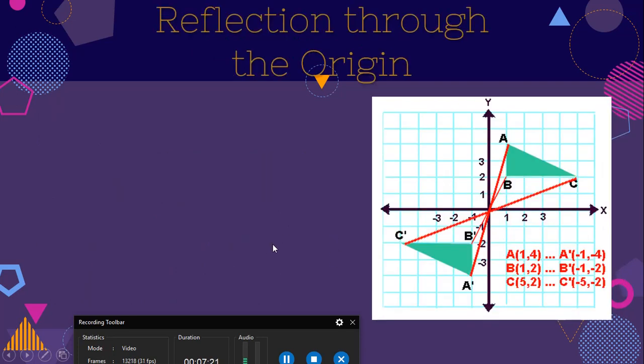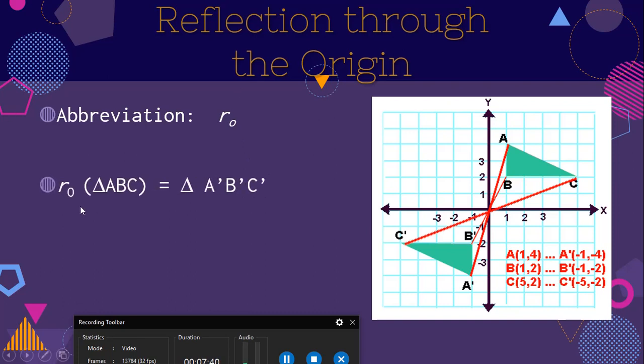We can also reflect our point or segment or figure through the origin. Again, we're going to abbreviate R for reflection, lowercase, and then we put an O in subscript to represent the origin. And the shorthand notation works the same way. We're going to reflect triangle ABC through the origin to produce its image.